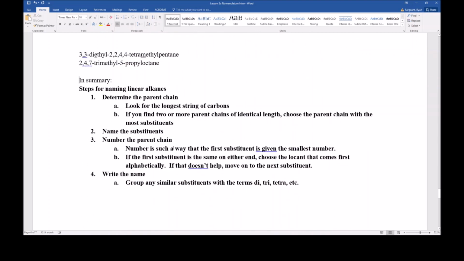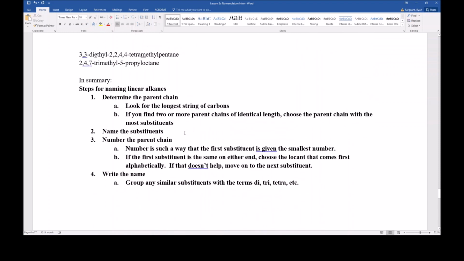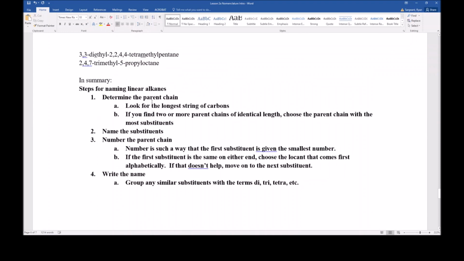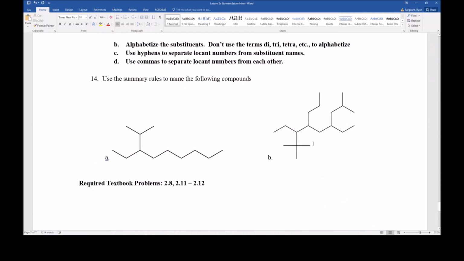Okay, in the summary, if the other lists that I gave you were not enough, here is one more list with a little bit more description. And so you should be able to use the summary list to name these last 2 compounds right here. I have a handful of textbook problems for you, and then you can go ahead and upload your assignment, and you're done.